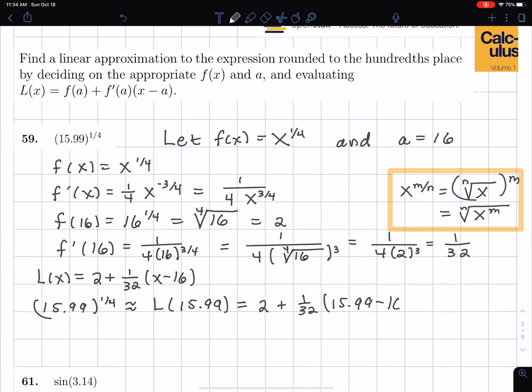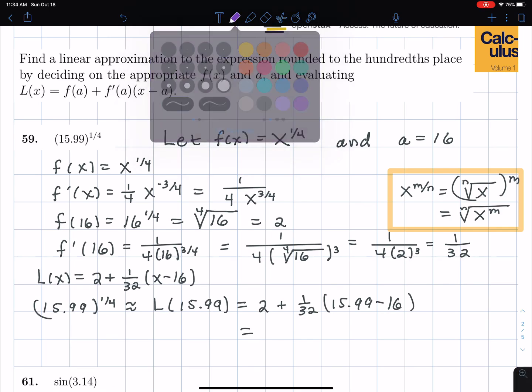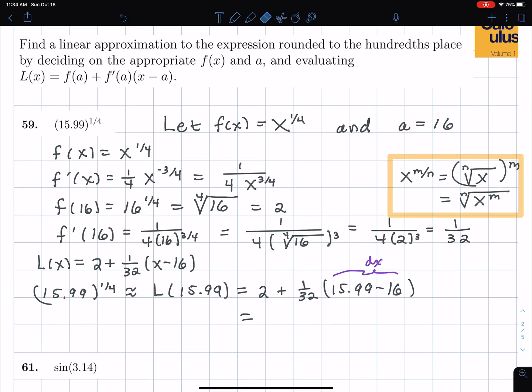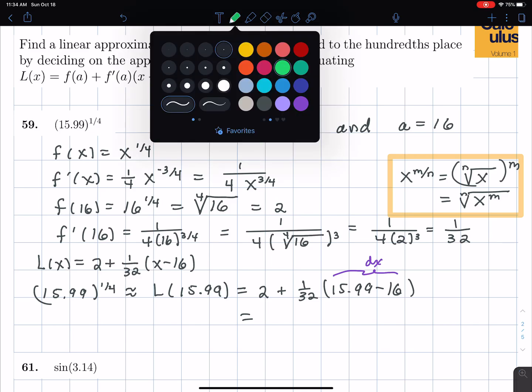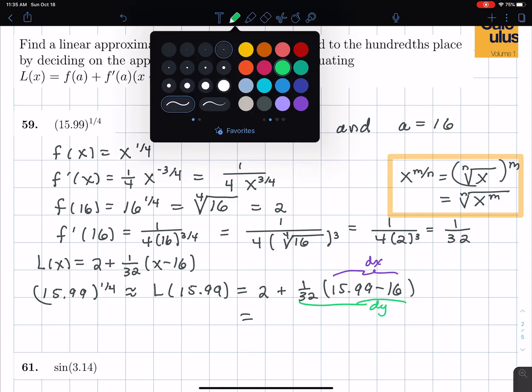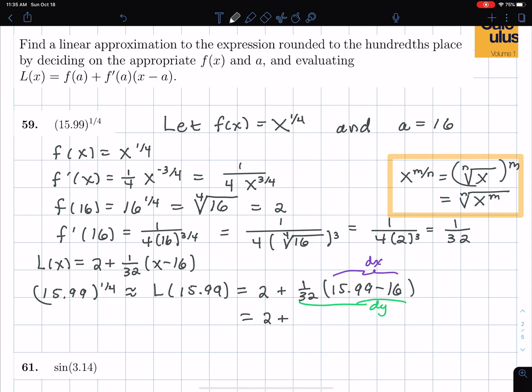15.99 minus 16. And you can sort of see why I don't simplify this L of x any more than it's shown there, because I want to find the difference between 15.99 and 16, which in later sections would be called dx. All right, and then this whole piece right here, this 1 over 32 times all of that, would be dy. So what we have is 2 plus our little bit of a change. That little bit of change in y is dy. So 15.99 minus 16 is 0.01.